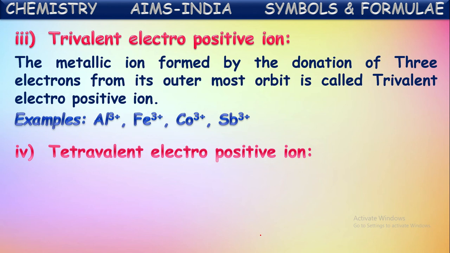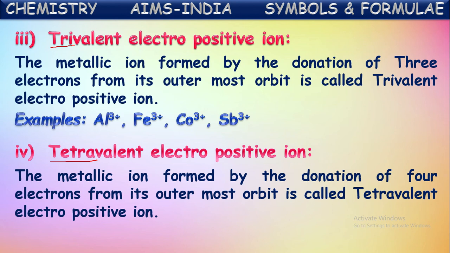Next, in the similar way, tetravalent electropositive ions. Tetra. Here, tri represents 3. In the similar way here, tetra represents 4. It means the metallic ions which are formed by the donation of 4 electrons from their outermost shells or orbits are called tetravalent electropositive ions. These are generally rare. Examples are Pb+4, tin, Sn+4, etc. These are formed by the loss of 4 electrons and hence they are called tetravalent electropositive ions.